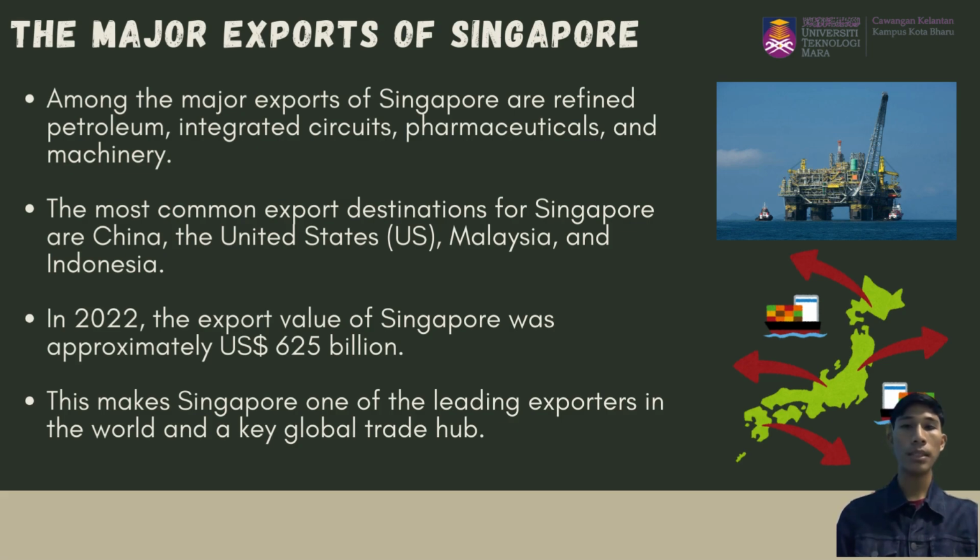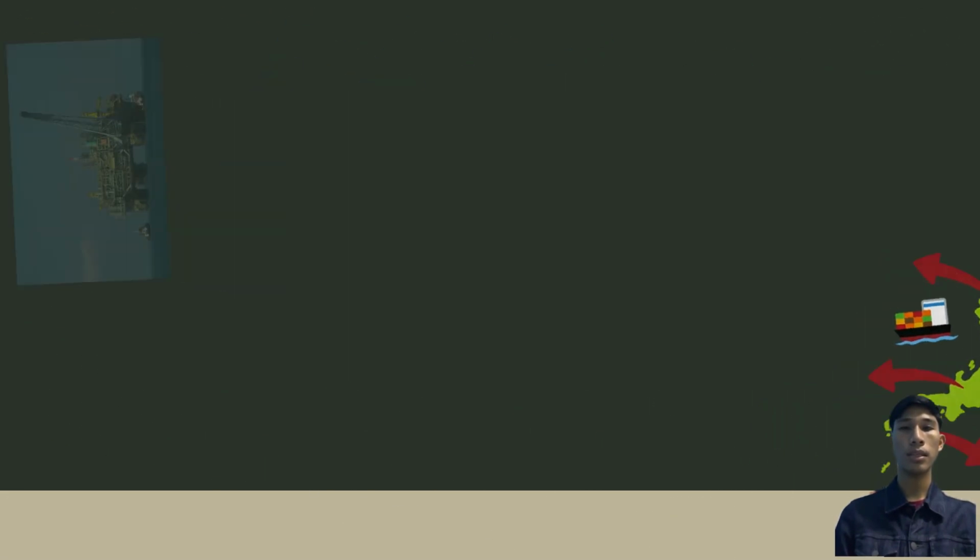The most common countries that buy Singapore's exports are China, United States, Malaysia, and Indonesia. And the export value is very high. In 2022, Singapore's total export value was about 625 billion USD. For the global trade hub, this high export value makes Singapore one of the leading exporters in the world. It is a key global trade hub connecting many countries.